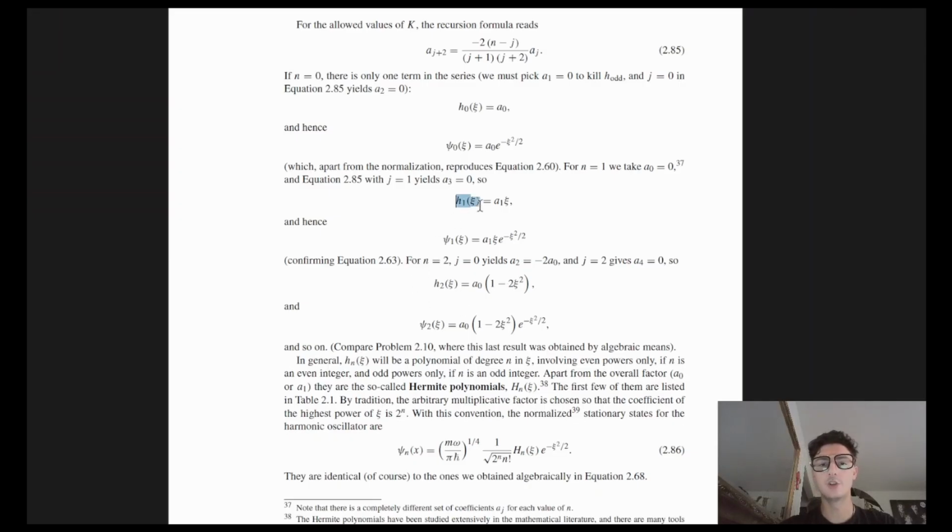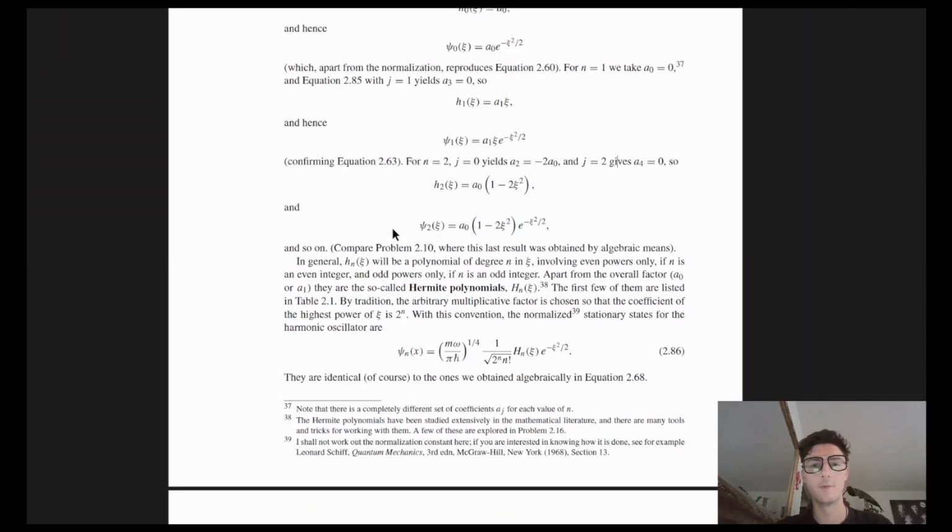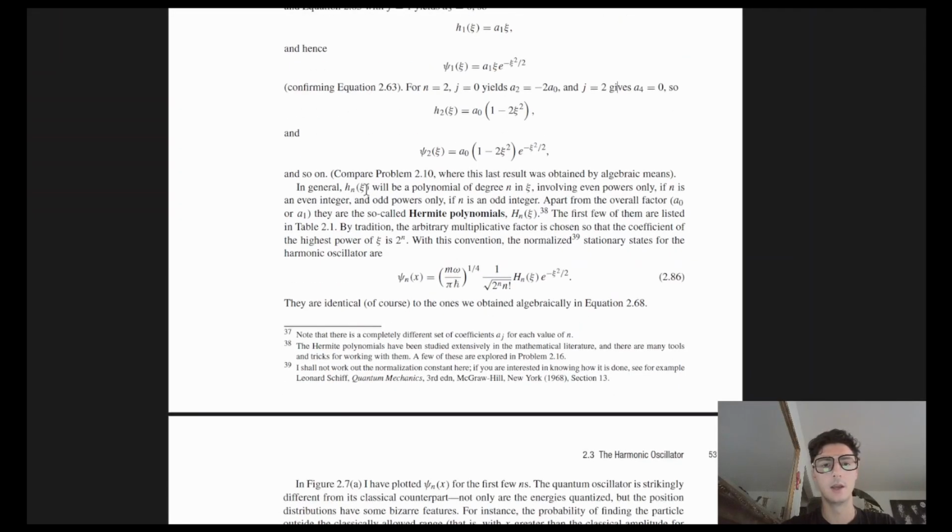We expanded H in terms of a power series, but psi, we don't want it to be an infinite power series, we want it to just be one function. So he's arguing here that there has to be something here that equals 0. Why is this argument happening? I honestly don't know, but I don't think it's too important to really solidify this. If you want to understand it more in depth, maybe we should read through this again or do some of the problems. But right now we're just going to zoom through the theory. H2 gives you this, and psi 2 gives you this, and so on. Compare problem 2.10, where this last result was obtained by algebraic means.